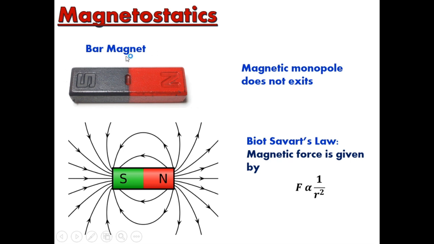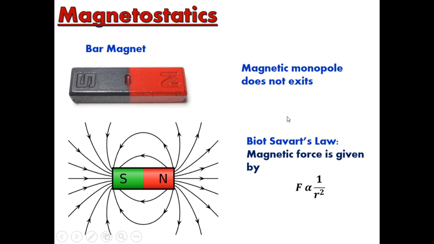So if you break this particular bar magnet into two, then again you will find that if this end is an S pole, then there will be a formation of the next pole, N, on the side. And if this is the N pole, then there will be a formation of an S pole on this side. And therefore, this is the truth that a magnetic monopole does not exist.